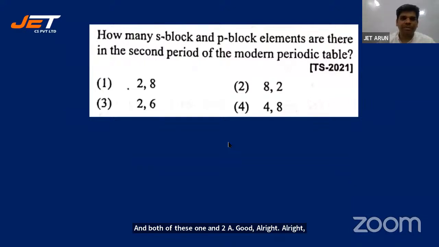How many S block and P block elements are there in the second period of the modern periodic table? In the second period, how many S block and P block elements are there?